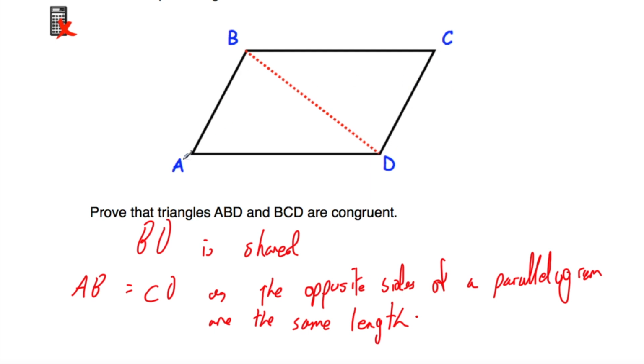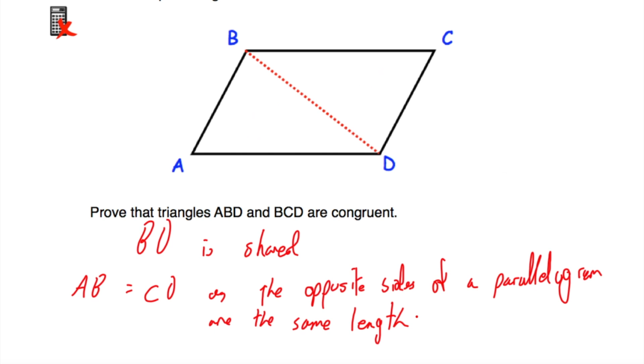And also we've got AD and BC. Those two sides will have the same length as well, because the opposite sides of a parallelogram have the same length as each other. So we know that AB is the same length as CD, we know that AD is the same length as BC, and we know that BD is shared. That means the triangles have three sides the same length as each other. This side is shared, so it's the same in both triangles. This side has the same length as that side, and that side has the same length as that side. So it's going to be side, side, side. The two triangles are going to be congruent due to side, side, side.